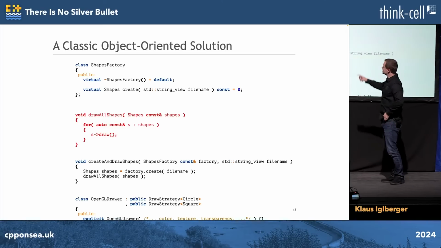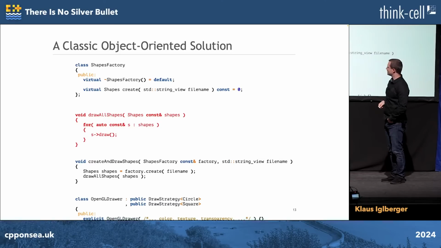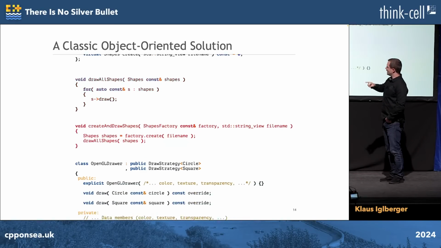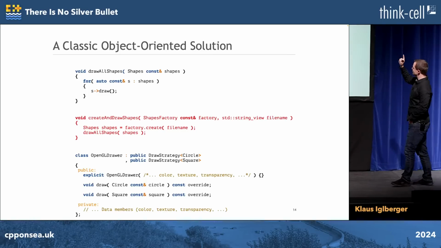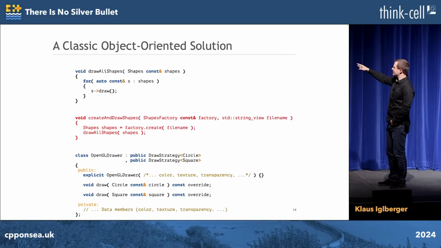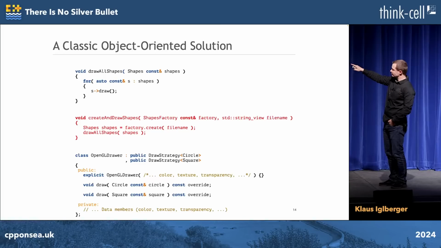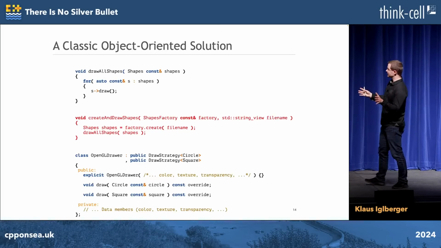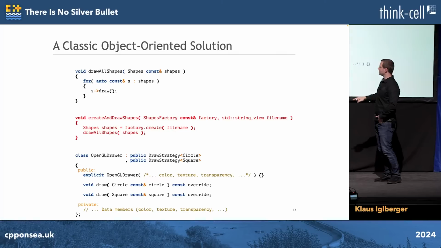So then I want to draw all those shapes. So I have this function which takes a vector of shapes and just traverses them to draw them. All right. And then I have a create and draw shapes function, takes a factory, takes a file name, and we first create this vector of shapes. Good thing I don't know what this will be. That's part of what the factory does. And then I draw all those shapes.